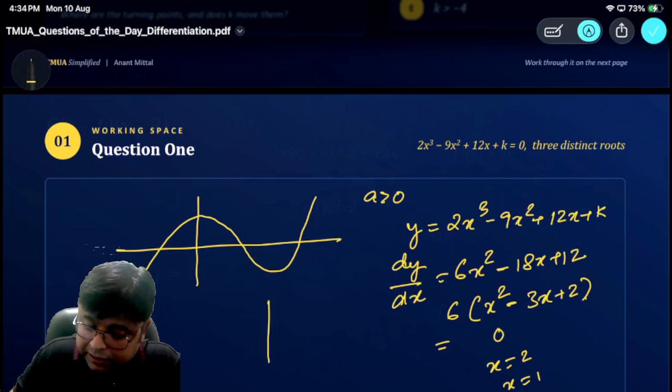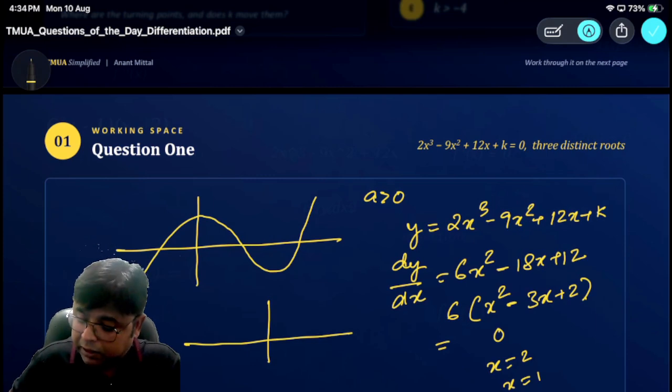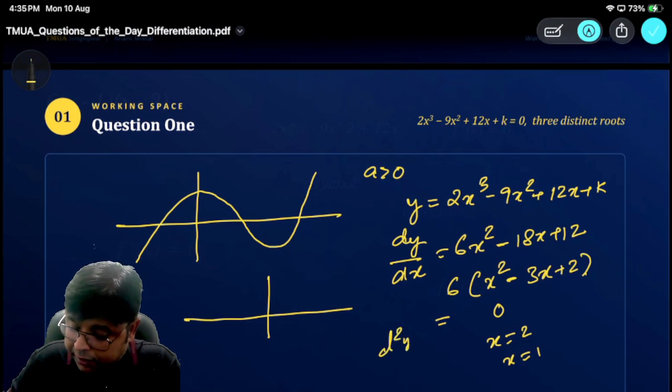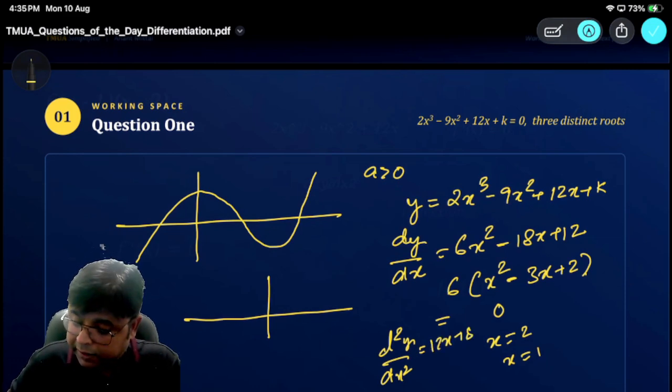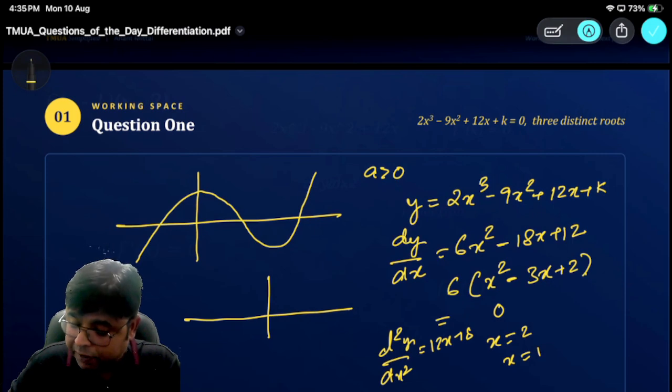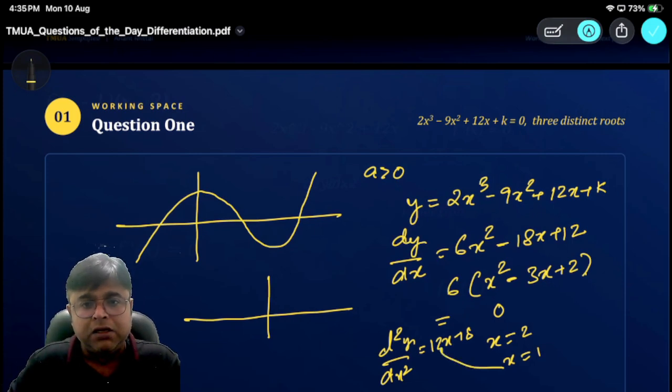Now I can also check with the second derivative. It gives me d2y by dx2 is 12x minus 18. At 1 the second derivative is negative, so if I put 1 here, it gives me a negative value. That means it's a point of maxima. And at 2, it gives me a positive value if I put it here, so it's a point of minima.